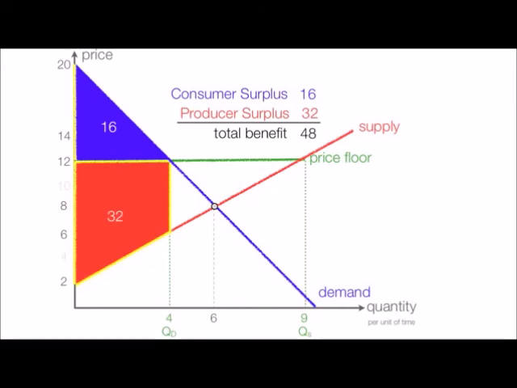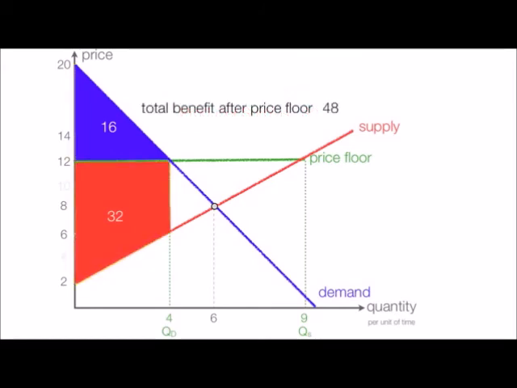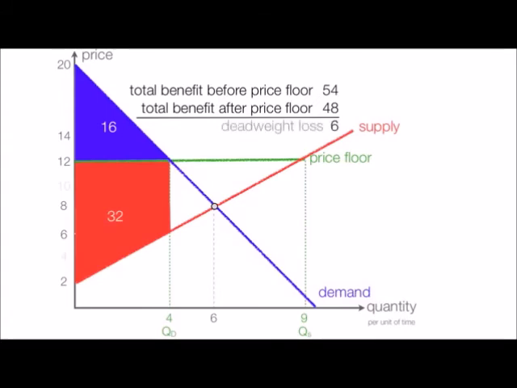That's total benefit. Total benefit after a price floor is 48. Remember, total benefit before the price floor was 54. That means we have a deadweight loss to society of 6. 54 minus 48. That 6 is the gray triangle there. So that's deadweight loss.